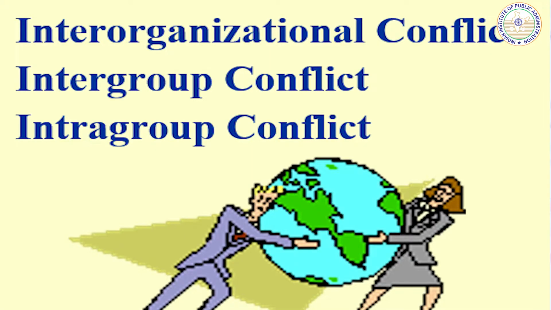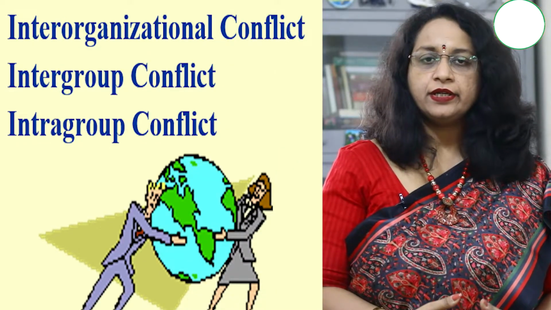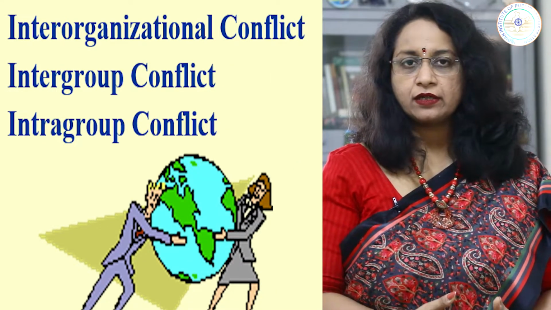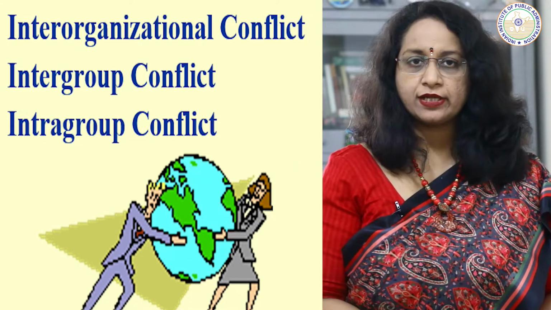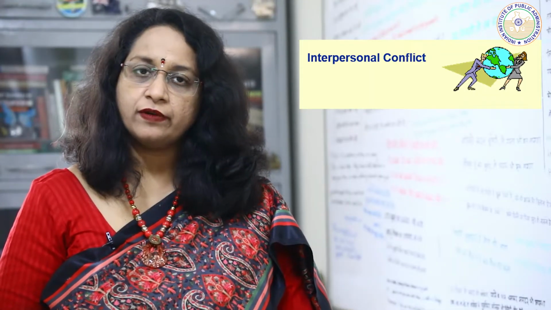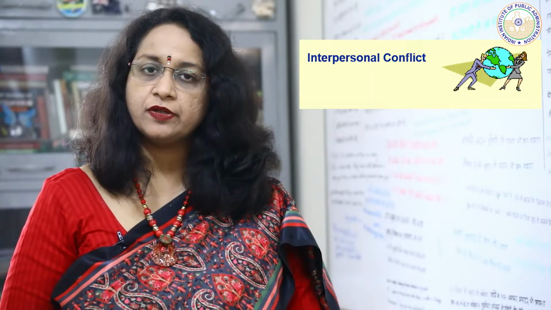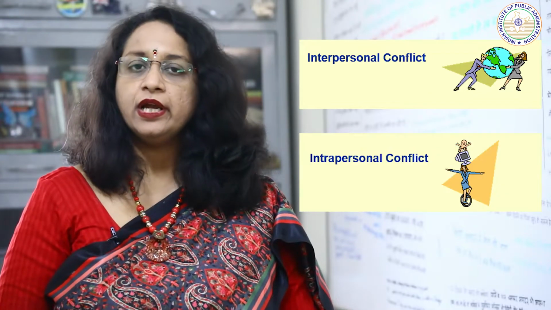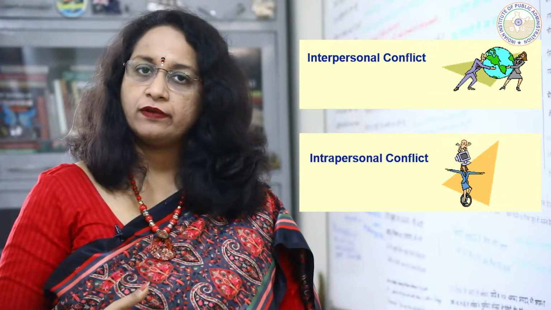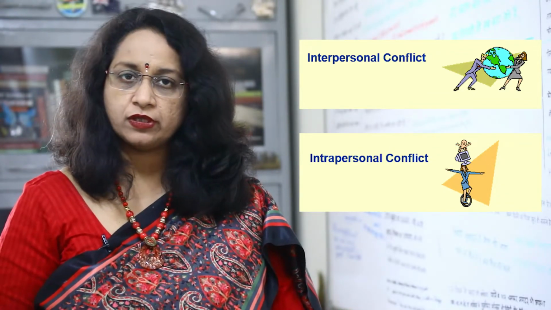Forms of conflict in organizations. Interorganizational conflict, conflict which occurs between two or more organizations. Intergroup conflict, conflict that occurs between two or more groups. Intragroup conflict, conflict that occurs within groups or teams in organizations. Interpersonal conflict is the conflict which occurs between two or more people. Intrapersonal conflict is the conflict which occurs within an individual.